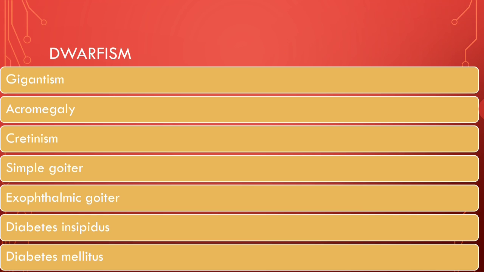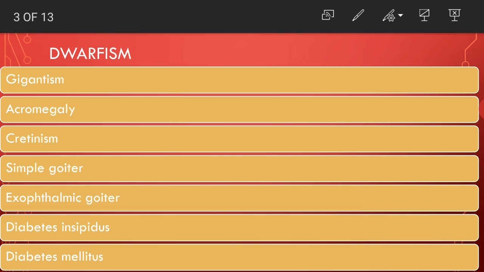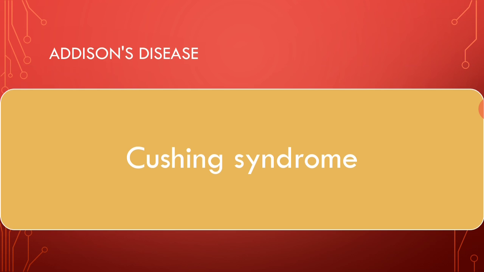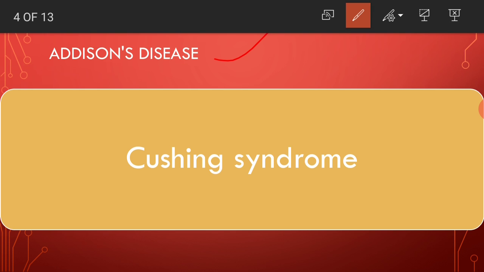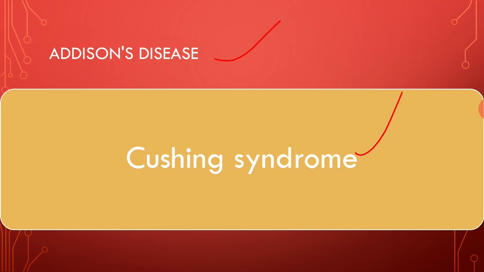Let us list out these various hormonal disorders. These are dwarfism, gigantism, acromegaly, cretinism, simple goiter, exophthalmic goiter, diabetes insipidus, diabetes mellitus, Addison's disease, Cushing syndrome. Of course, all these disorders, diseases listed are caused by either hyposecretion of the hormone or hypersecretion of the hormone. Now, let us know the reason for these disorders individually.